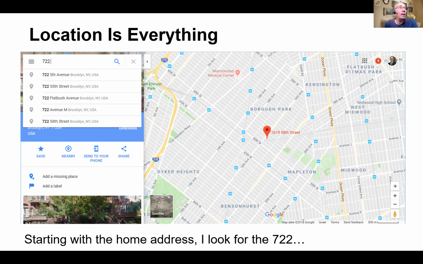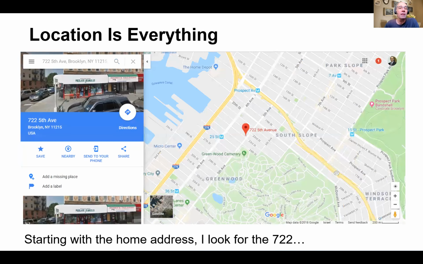It was quite easy to identify those in Brooklyn that were close by the home address. I got a few in Manhattan. I have a few in the Flatbush and other places, but I managed to find the correct one. So all I had to do is to calculate how close this store's alleged location was from the house.